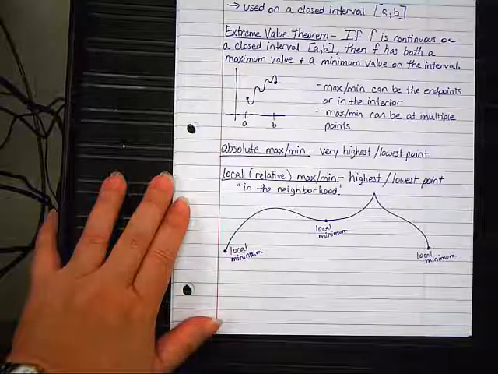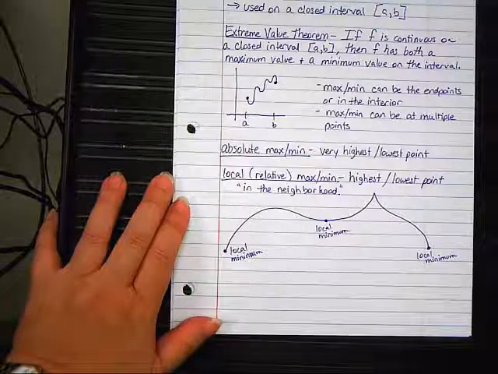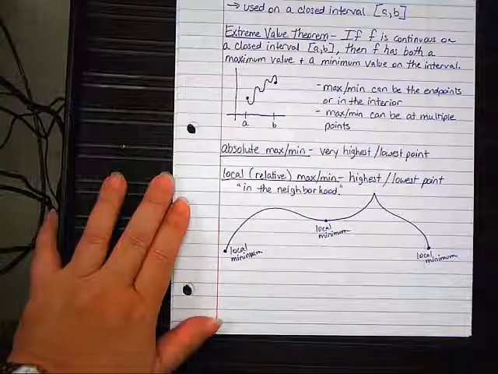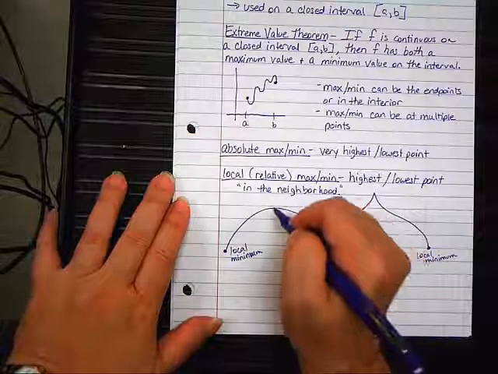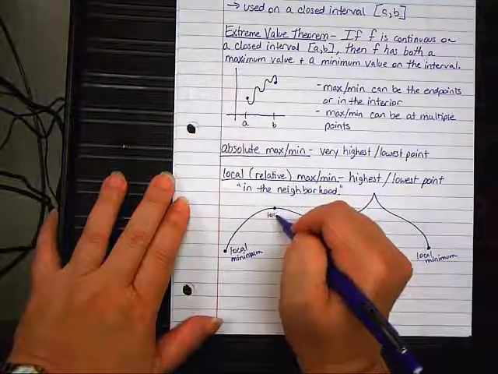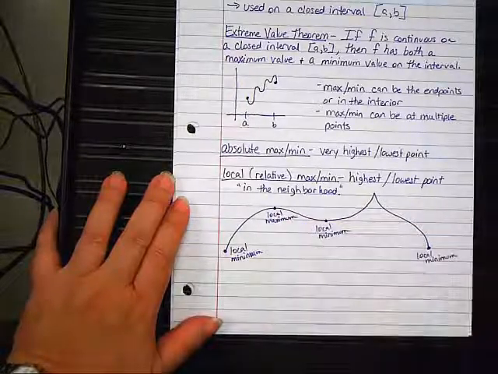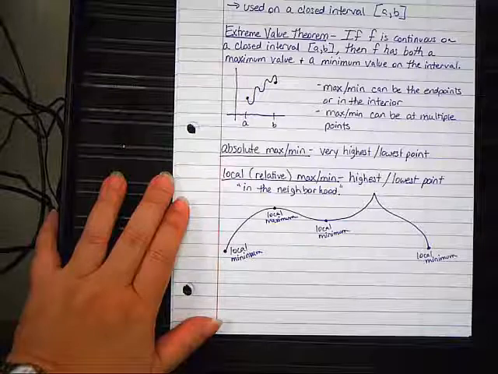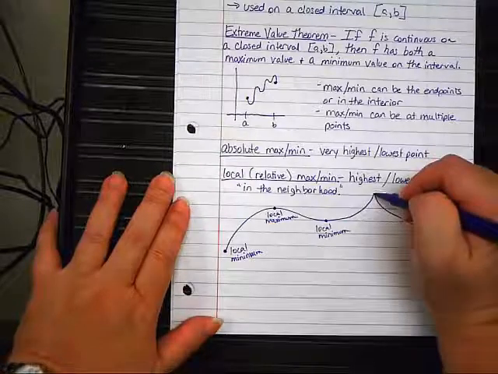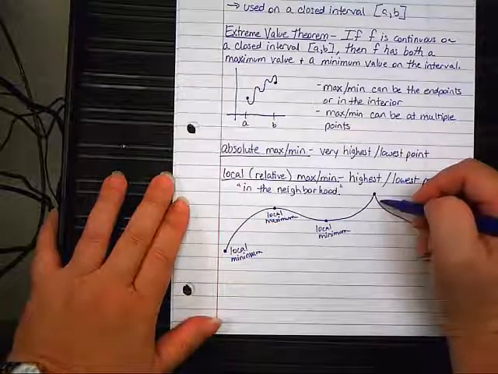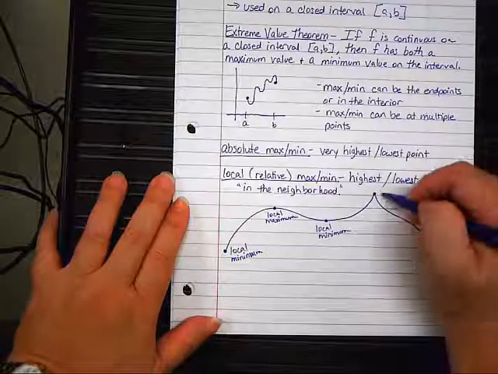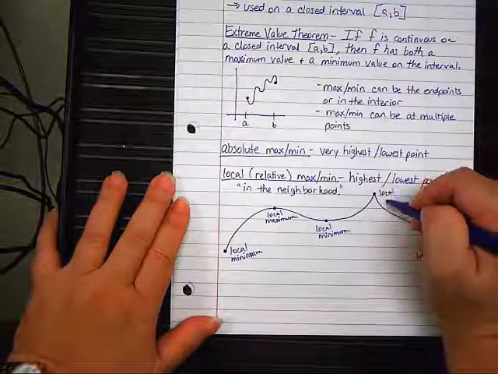Okay, how many local maximums do you see? I see 2. The first one is about right here. Local maximum. And the other one is up here. What kind of point did we call that again? We gave it a name a few weeks ago. It's a cusp. Very good. This is a local maximum.